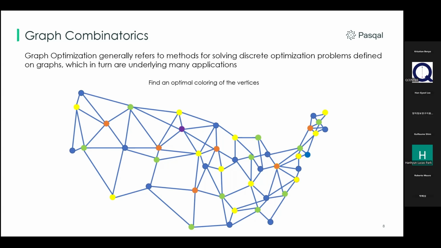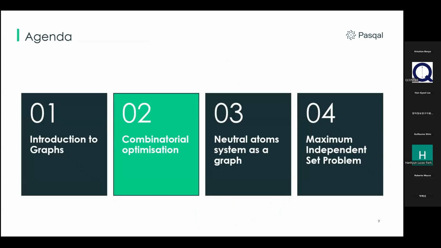But we will go into a little bit more detail in the second half of this lecture. For now, I just wanted to illustrate that graphs are really just a collection of nodes and edges, and there is a wide variety of types of problems that you can define on graph structures with various different implications. So with that said, let's move on to discuss a little bit more about combinatorial optimization problems.